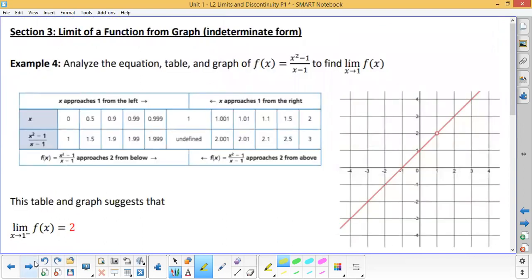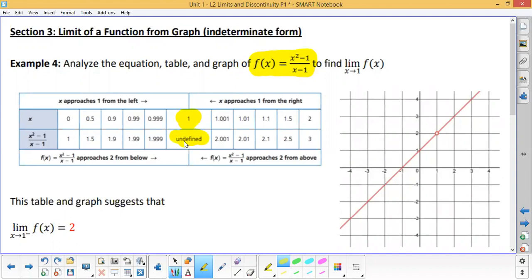Now, looking at an equation, that's why it's always a good idea to graph equations, because just by looking at this equation f of x, I know there's going to be a restriction. x cannot be equal to 1. And if I draw a table of values, I will figure out that at 1, x is undefined.